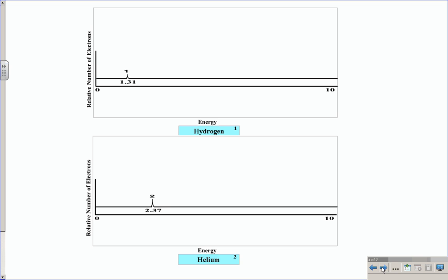Well, here is hydrogen, the top one. And that would be the 1s, because that's the only thing we've got in there, and it's got 1 electron in it. So this is our 1s1 electron peak. And notice that has a binding energy of 1.31. Now when we go to helium, we have 2 electrons. And here is basically our helium peak at 2.37 for binding energy.